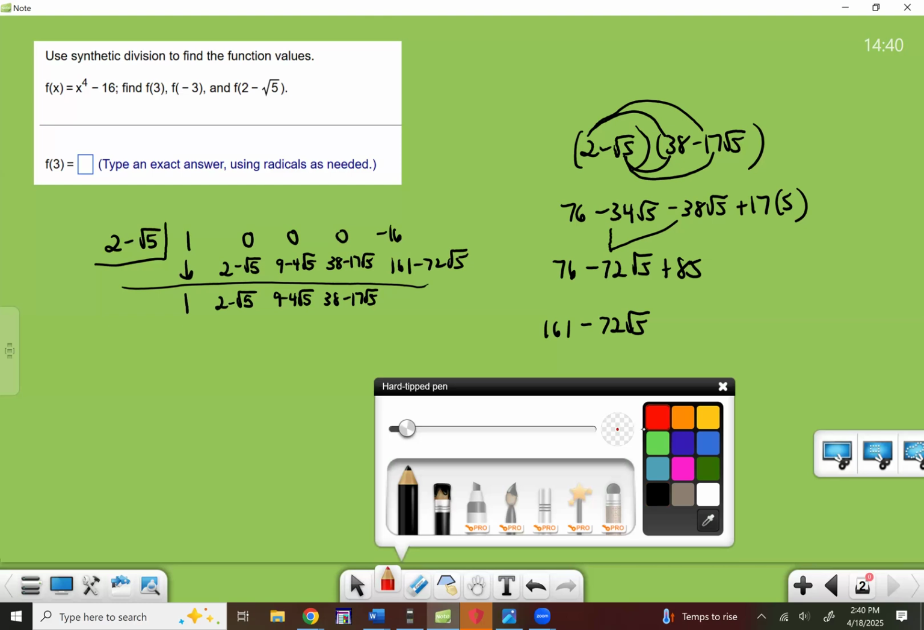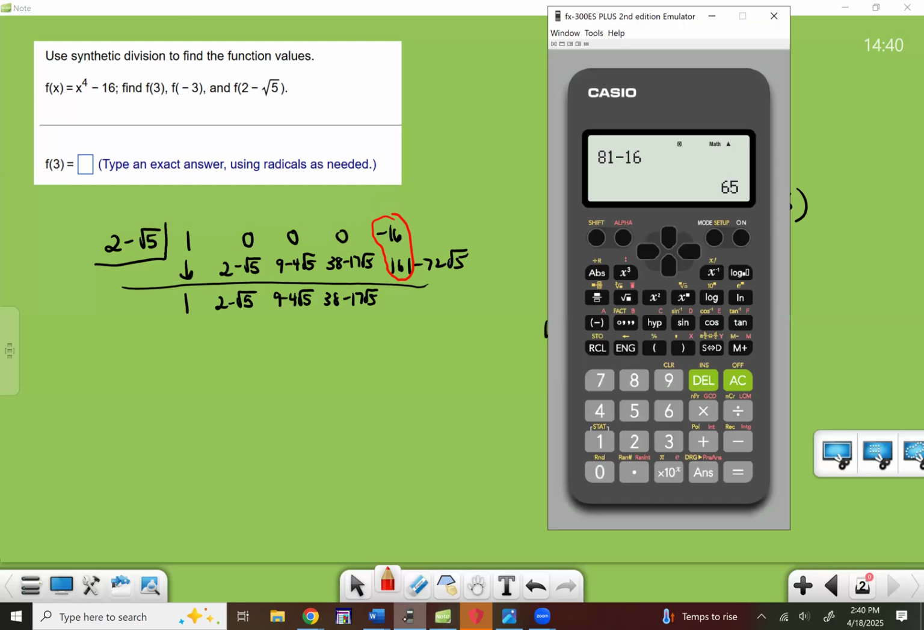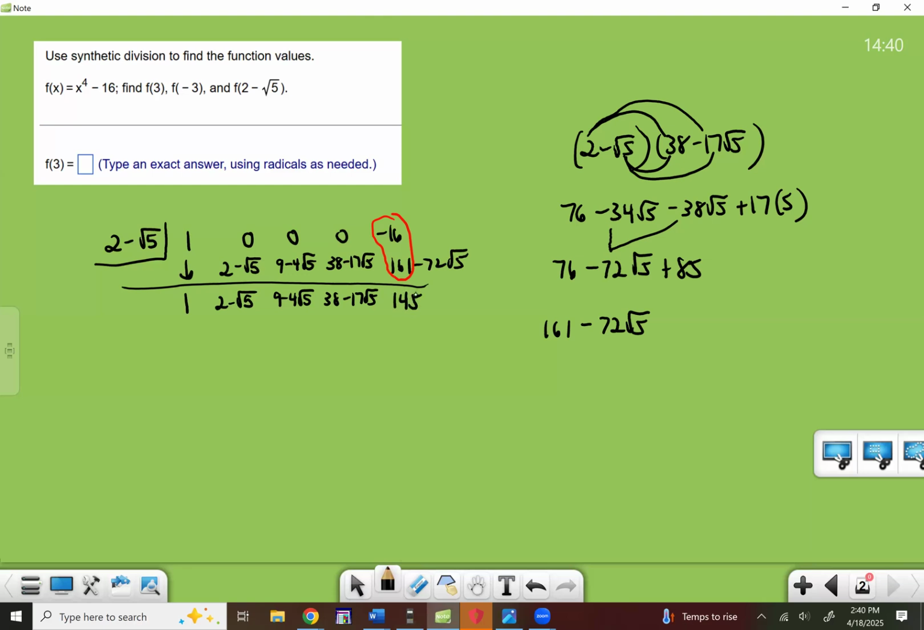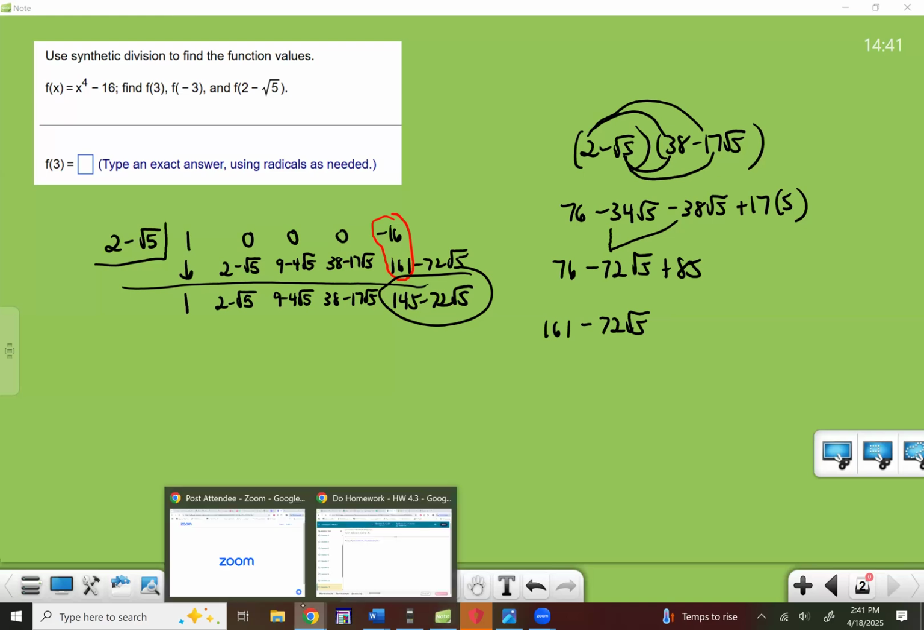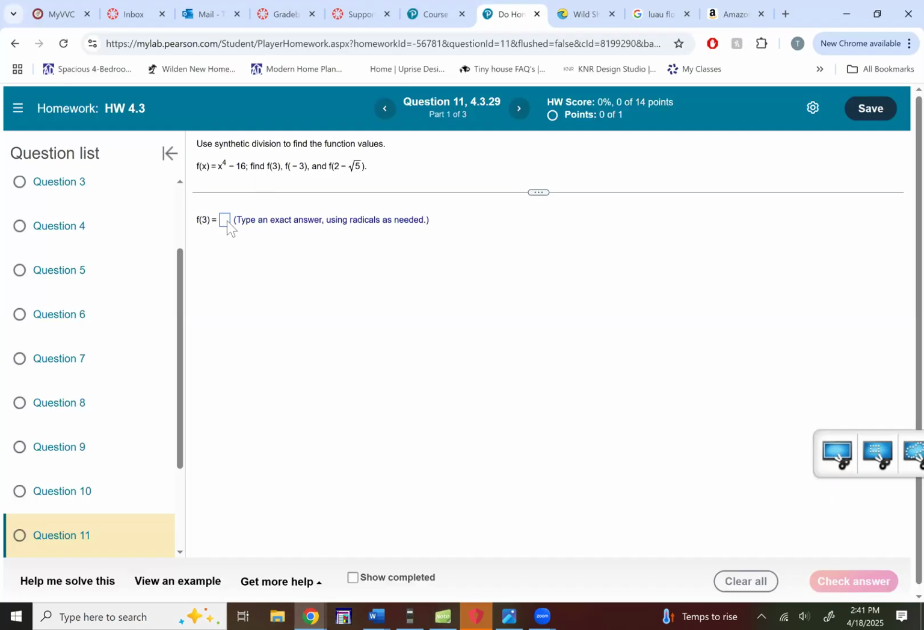So all we have to do is combine these because these are the only like terms, right? So -16 plus 161. Again, 145. So 145 minus 72 root 5 is our answer because that's our remainder. Holy cow. Let's go check these because I'm not feeling super confident about that last one. Okay, I think we got 65s for the other two. So let me go put that in.